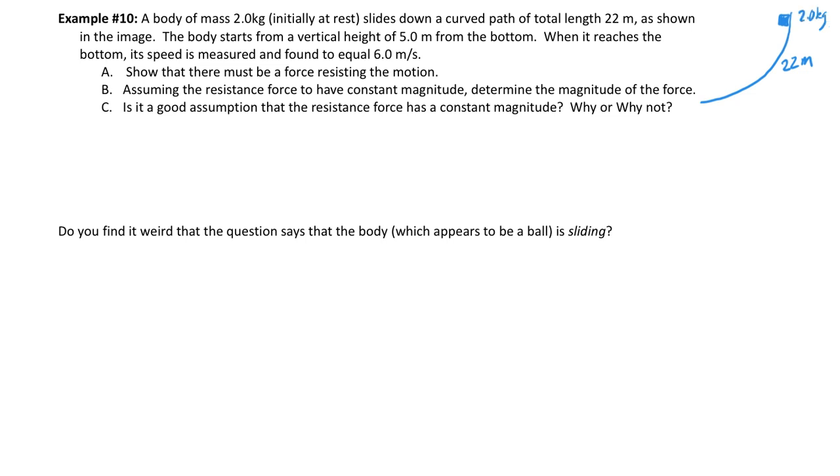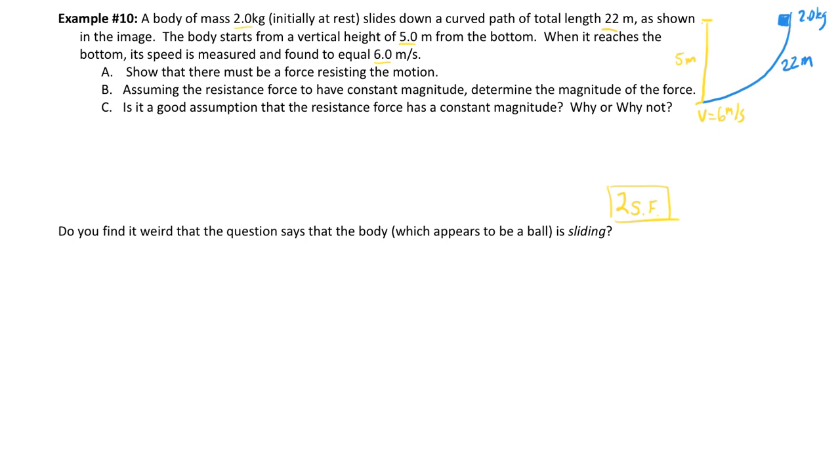The body starts from a vertical height of 5 meters. So I'm going to go ahead and just mark that as being 5 meters. It is 5.0. When it reaches the bottom, the speed is measured and found to equal 6 meters per second. So the velocity at the end is 6 meters per second. I am noticing that they all have 2 significant figures. That's nice. That means in the end, I do need to have 2 significant figures, so I'm going to mark that down. I'll remember that later. Now, show that there must be a force resisting the motion.